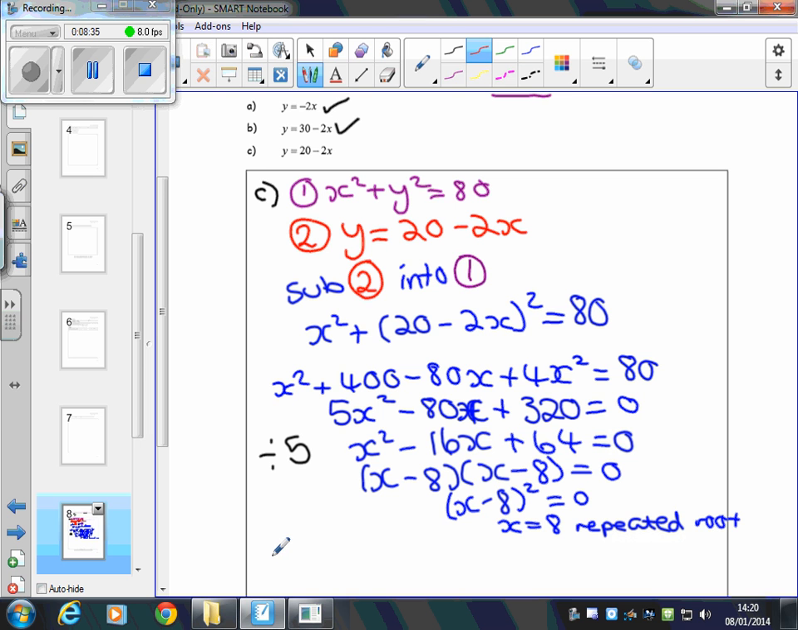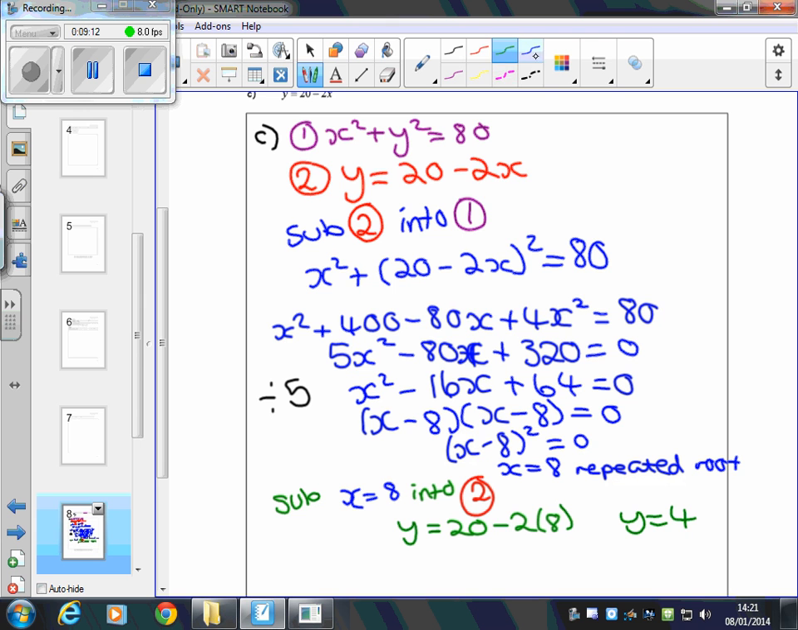So now we're going to go back and sub our x equals 8 value into our second equation. So that gives us y equals 20 minus 2 lots of 8. 2 lots of 8 gives us 16. So that means that y equals 4.